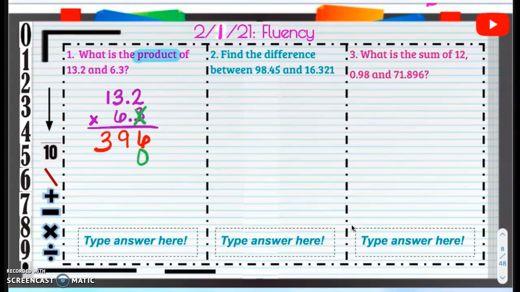6 times 2 is 12. Carry that 1, drop that 2. 6 times 3 is 18, plus 1 is 19. Carry that 1, drop that 9. 6 times 1 is 6, plus 1 is 7.